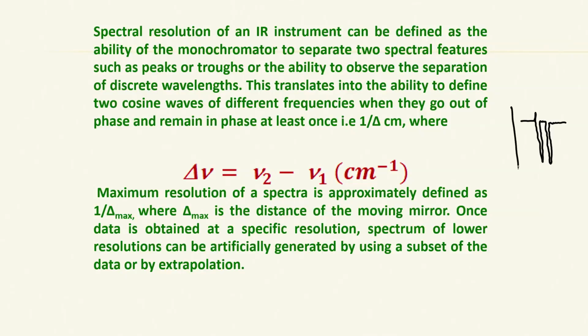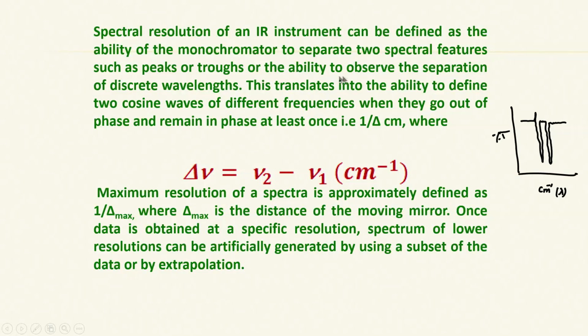This is percent transmittance, this is the centimeters inverse. This is the wavelength or centimeters inverse. The two spectra, how well they are separated, that is what resolution means here.